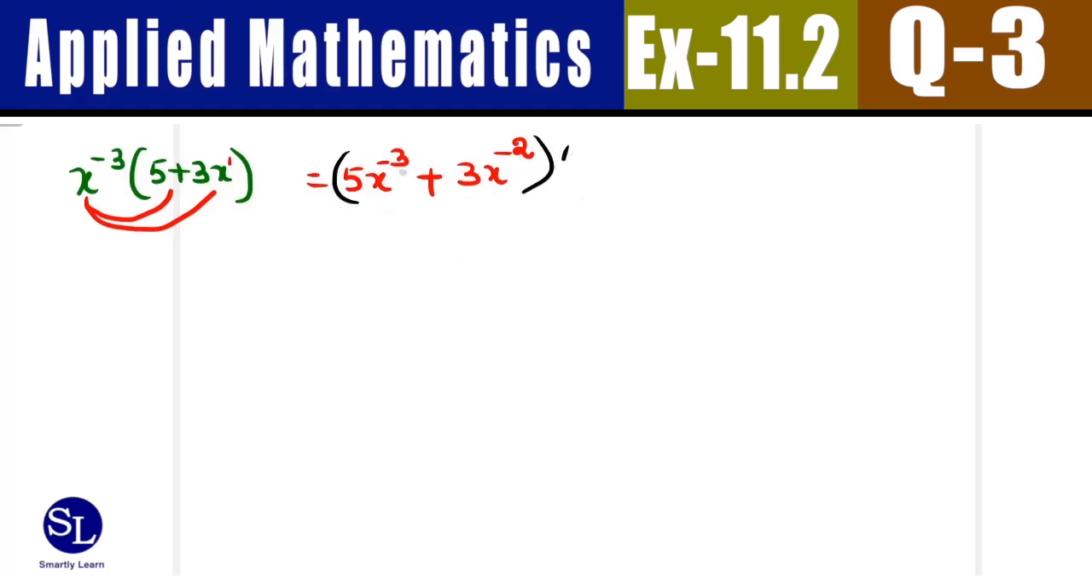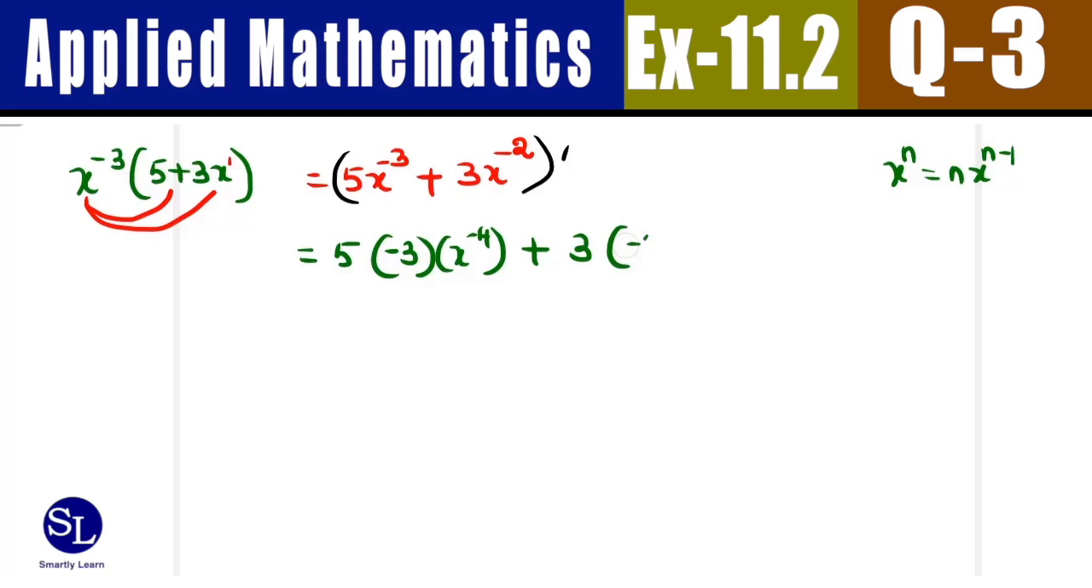So 5x to the power minus 3 can be differentiated as 5 into x power minus 3 is minus 3 into x power minus 4, because x power n is equal to n into x power n minus 1 for differentiation. Similarly, plus 3 into minus 2 into x power minus 3. Simply substitute the value of n is equal to minus 2, you will get this particular expression.